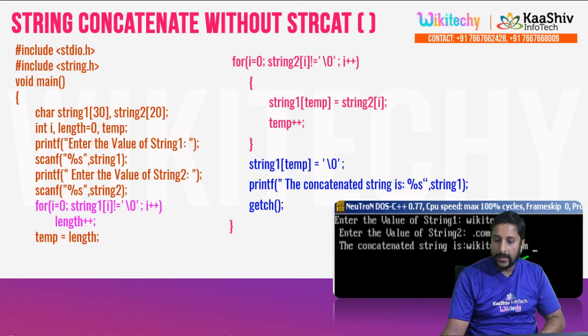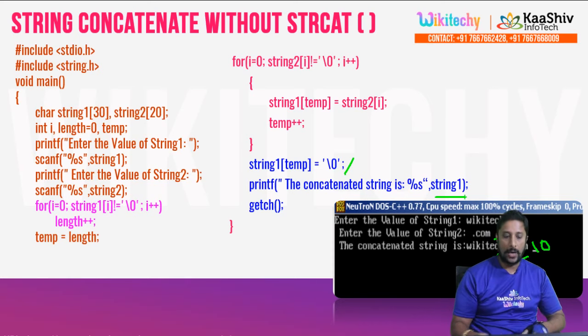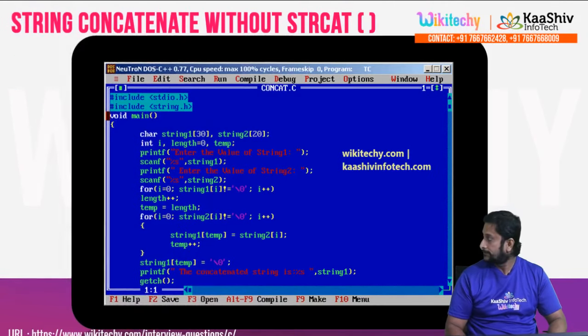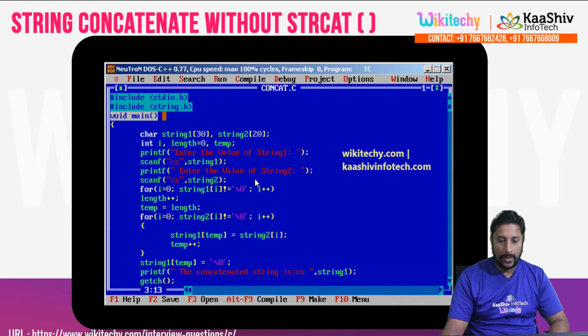And finally we need the empty character here, so this is added here like this. Okay, this is how it's added. Now I find this string1 which is wikidiki.com. This is how the concatenation is happening. Now let's see the implementation program here.